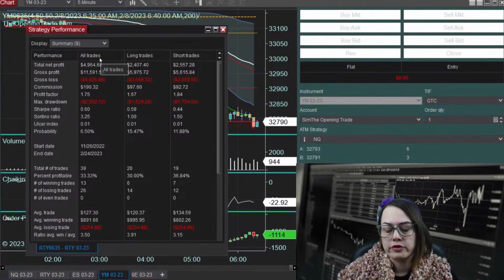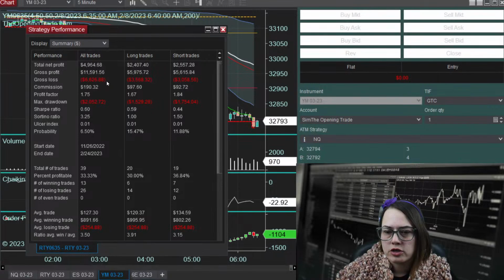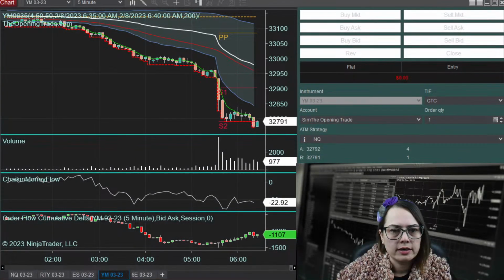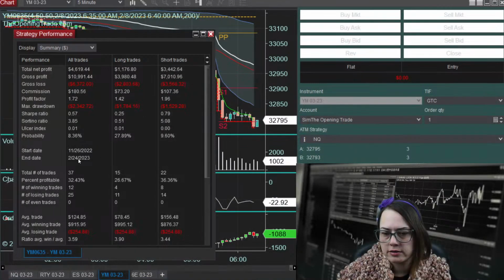Actually, I was wrong. The first two we could see will be the NQ and the Russell. So here's the Russell. This is the start and end date for the 90 days, max drawdown, gross loss, gross profit, total net profit. And the last automated trade we can see take place today will be on the Dow Jones futures. And here is the 90-day date range, max drawdown, the gross loss, gross profit, and total net profit.